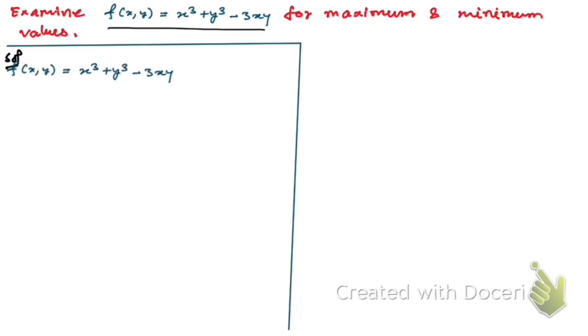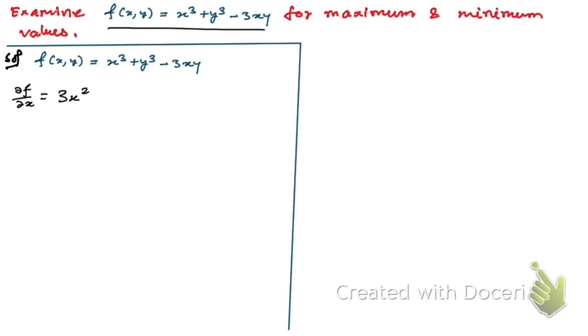So let me write here, this is the given function. First let us find del f by del x. So differentiate it partially with respect to x, then here we're gonna get 3x squared, then this is gonna be 0 and minus 3y. That's what we're gonna have if you differentiate this. So now let's find del f by del y. Then differentiate this with respect to y partially, then 3y squared, then minus 3x. That's what we're gonna have, right?